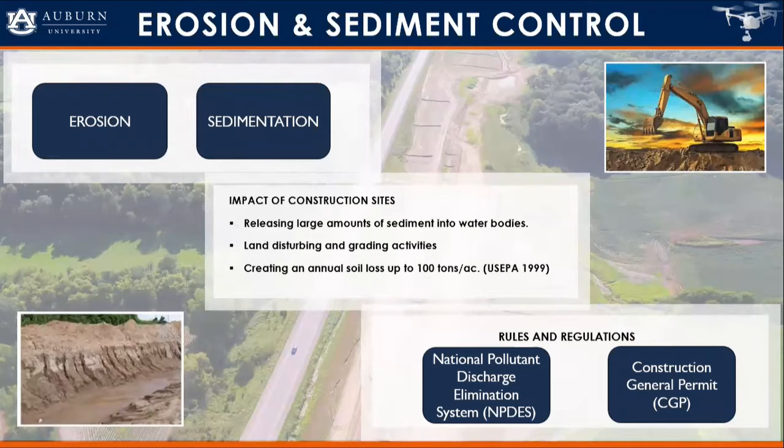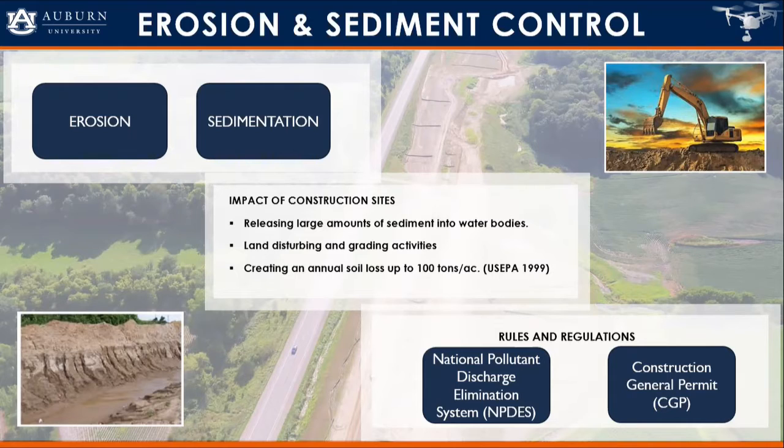Erosion can be defined as the transport of soil by wind, water, or ice, and sedimentation is the process of deposition of those eroded particles. Construction sites tend to create large amounts of sediment-laden runoff due to the nature of ground-disturbing activities. And the United States Environmental Protection Agency states that construction sites create an annual soil loss of up to 100 tons per acre.